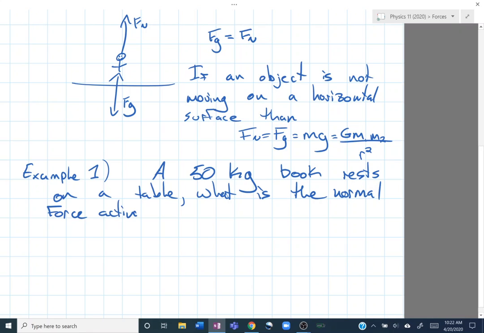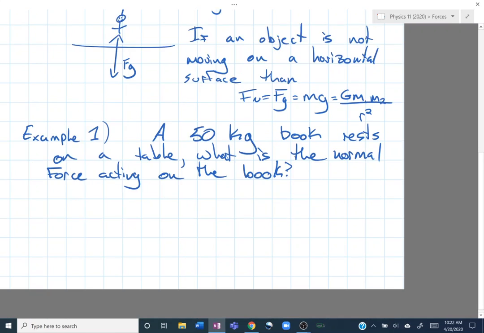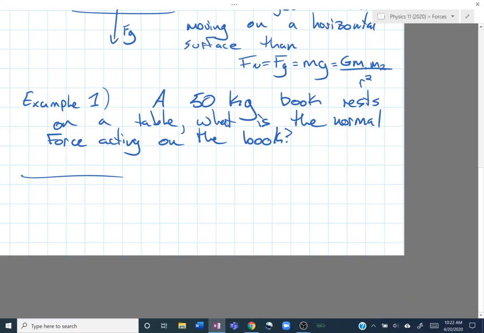Acting on the book. Whenever we're talking about forces, I like to draw a little picture. There's our surface, there is our book. I know that acting down on it, there's going to be a force due to gravity, and the reason it's not going down is because there's a normal force. Therefore, the normal force is going to be equal to the force due to gravity.